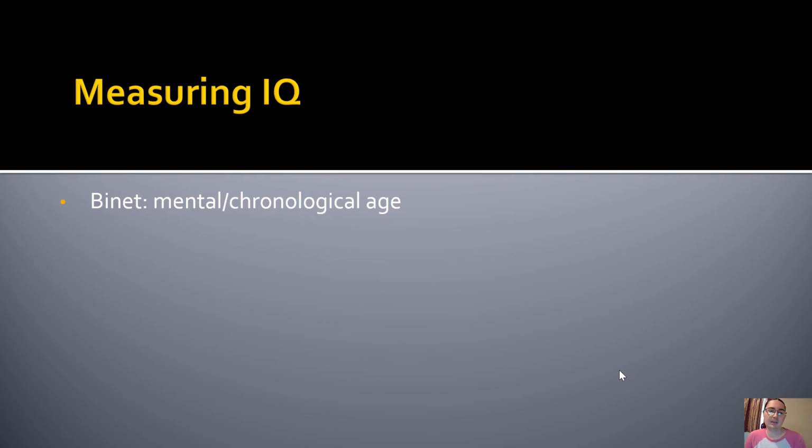So in that example I just gave, this would be an example of 8 divided by 5 times 100, and that is how we get that average IQ. And again, on average, humans have the IQ of 100, meaning that we are 1 over 1. In other words, if I'm 10 years old, I am on average performing as a typical 10-year-old.